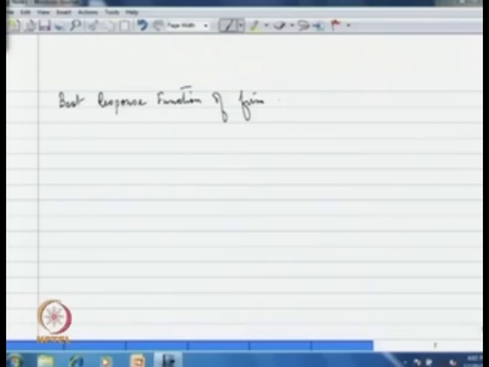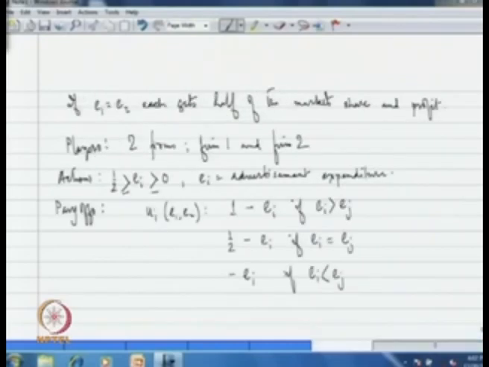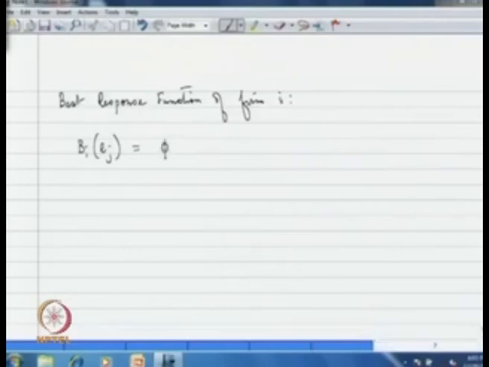Of firm I, say. So, it is a function of EJ and it is given by what? Remember, the highest value that EJ can take is half and the lowest value that it can take is 0. So, always the firm I would like to have its expenditure slightly higher than the other firm's expenditure. And in doing so, it would like to have an expenditure greater than EJ, but by how much? There is no unique EI which is greater than EJ, but lowest among all the possible values that it can take. So, therefore, it is given by this null set.